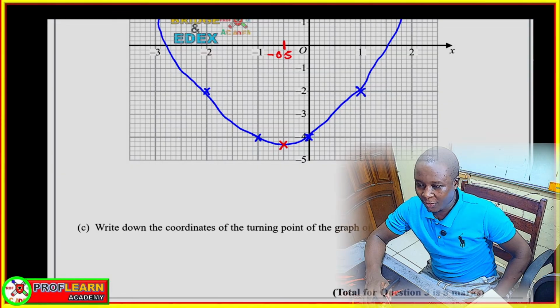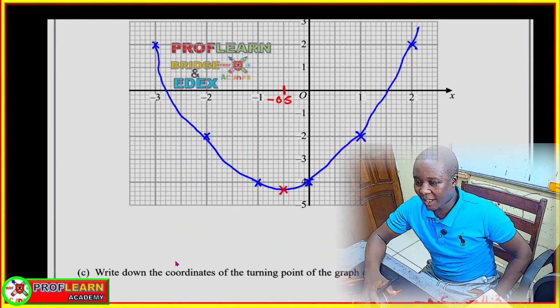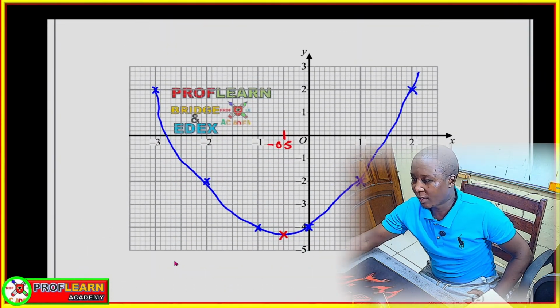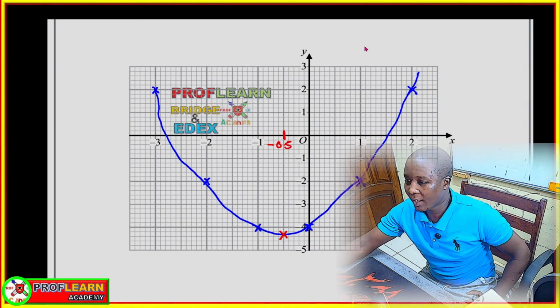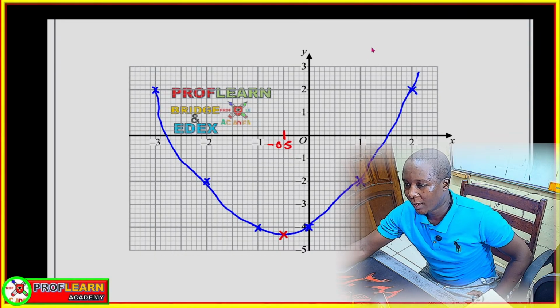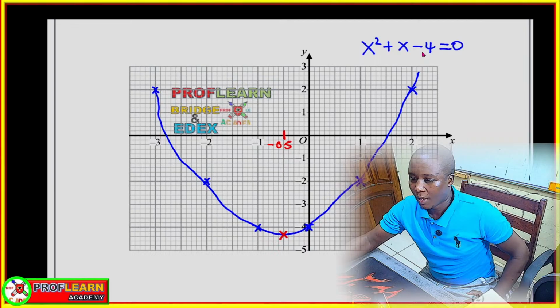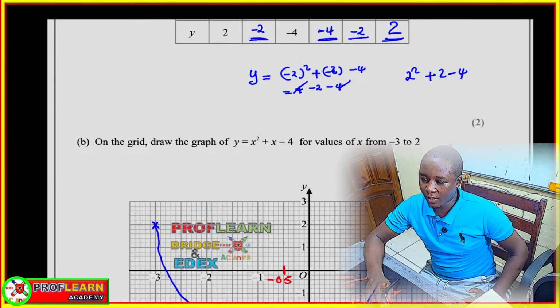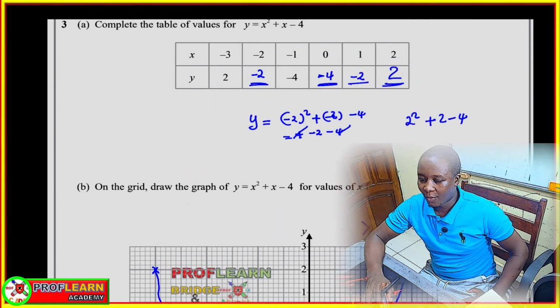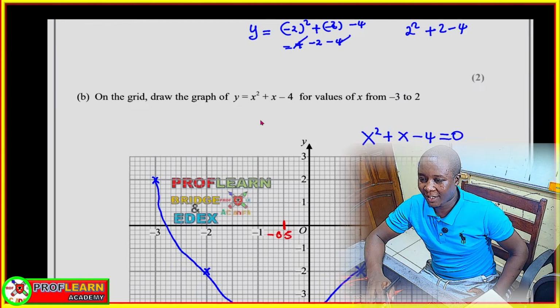The next question that you may be asked in this exam is the solution. They may ask you now, using your graph, solve the equation x squared plus x minus 4 equals 0. And with the equation, if they ask you a question like this, what you need to remember is that it has to be the equation that you have plotted. Yeah, they are similar, but the y has been replaced by 0.